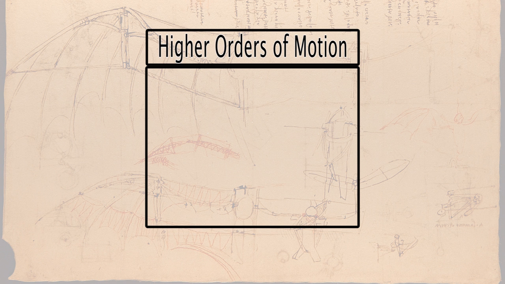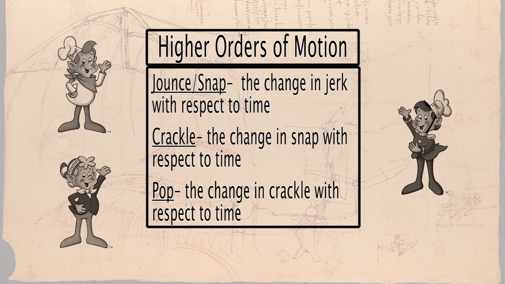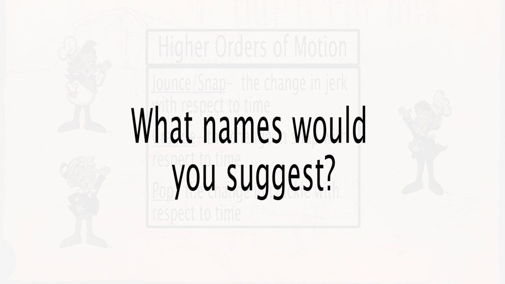And there are even higher orders of motion. The rate at which jerk changes is called jounce or snap, and the next two orders are called crackle and pop. Other colorful names have been suggested for orders of motion beyond these. Given the choice, what names would you suggest?